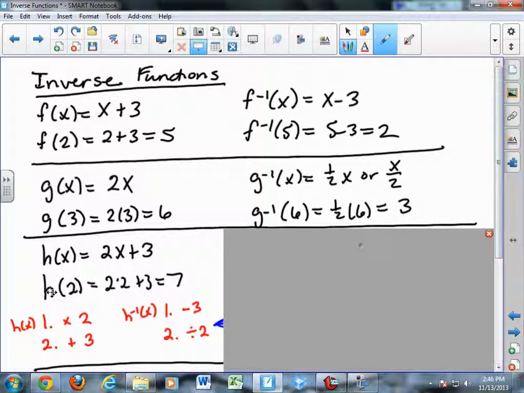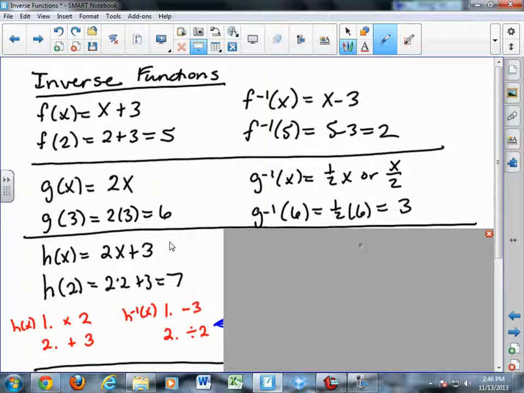Now, I have h of x equals 2x plus 3, and I put 2 into the function, and I get 2 times 2 plus 3, which is 7. And I'm looking for the function that allows me to put 7 in the function and get back to 2. So you might want to pause the video for just a moment and write down what you think the inverse function is.